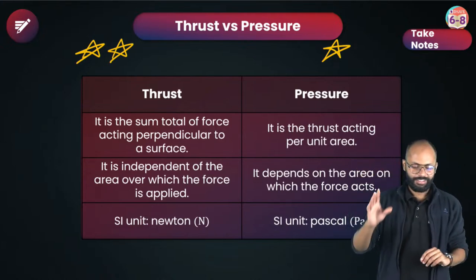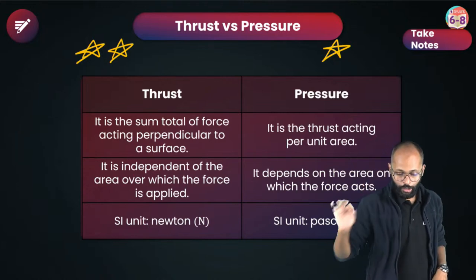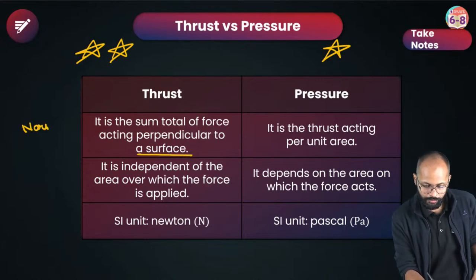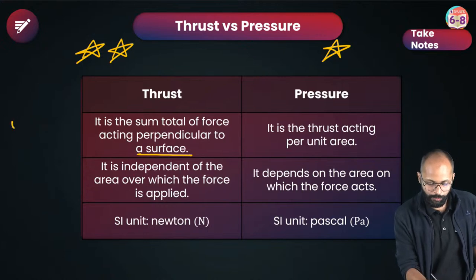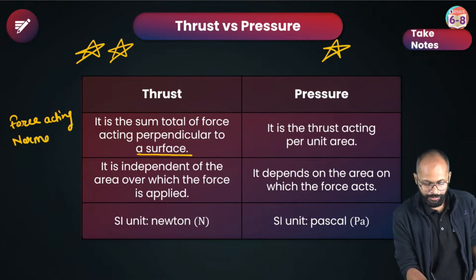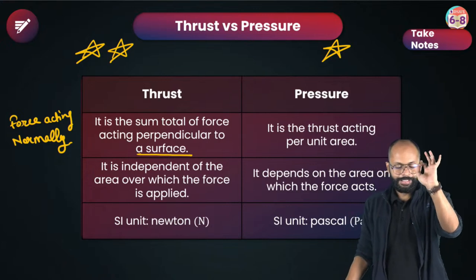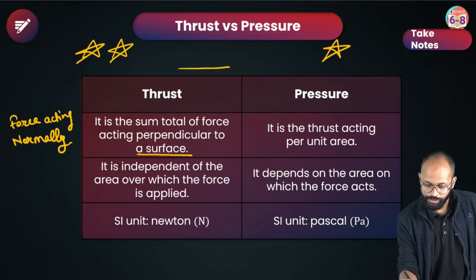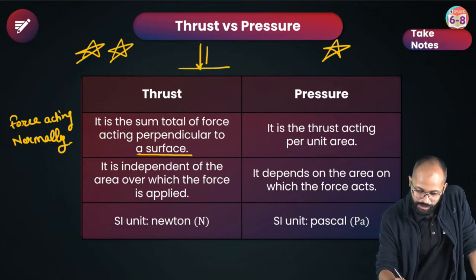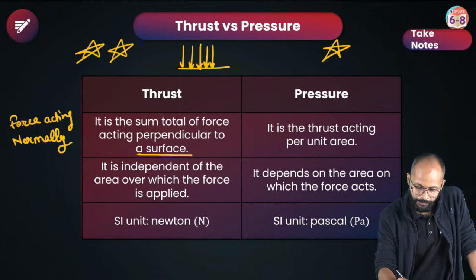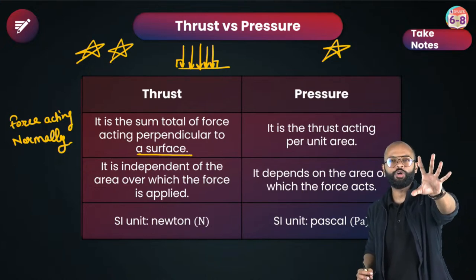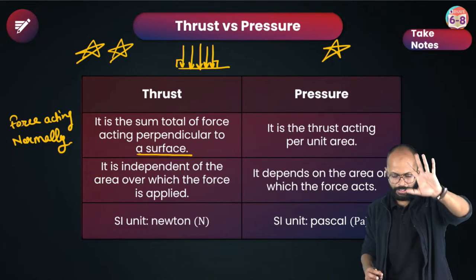Okay, listen to me. What is thrust? It is the sum total of force acting perpendicular to a surface. That means normal force. Or you can say the force acting normally. This is your surface. All the forces which are acting perpendicular, that is, at 90 degrees, the sum total of all those forces is what we call thrust. Clear? Right? What is pressure?